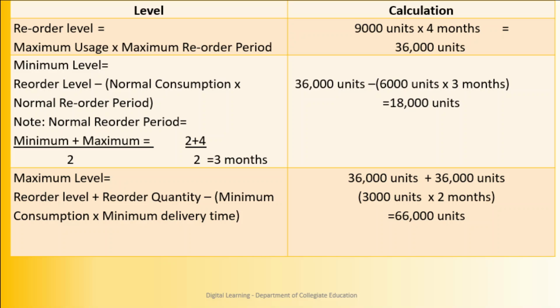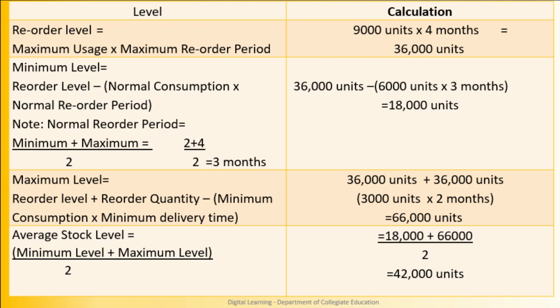Next, let's compute the maximum stock level. Formula: reorder level plus reorder quantity minus minimum consumption into minimum delivery time. Reorder level we have already computed, 36,000 units, plus reorder quantity given in the problem, 36,000 units, minus minimum consumption given, 3,000 units into minimum delivery time is 2 months. 36,000 plus 36,000 minus 6,000 units. So maximum stock level is 66,000 units.